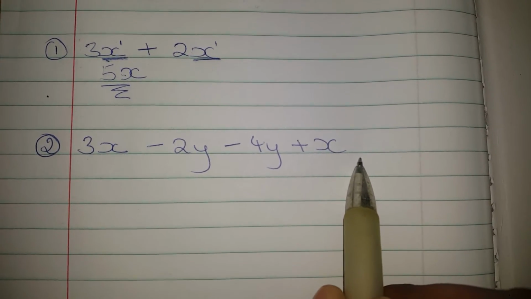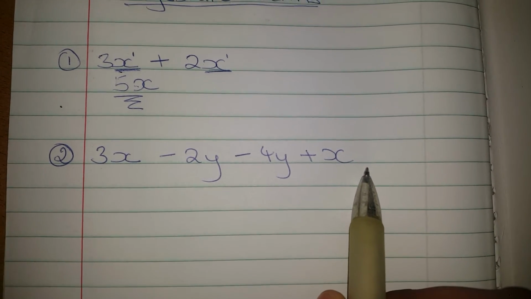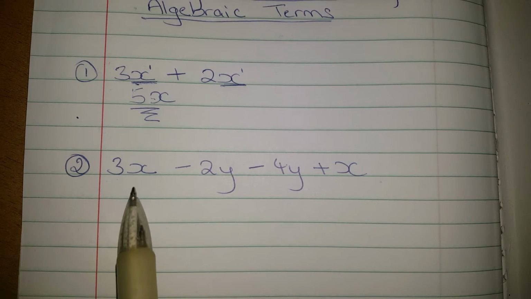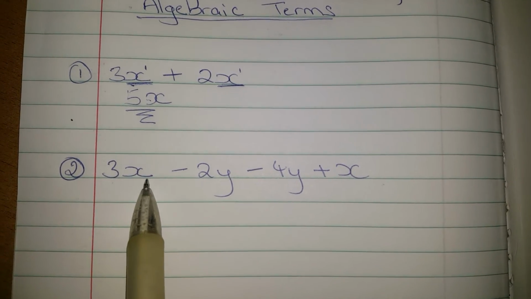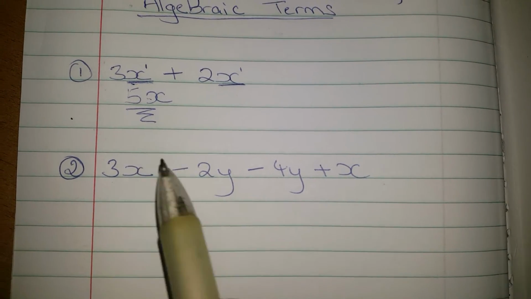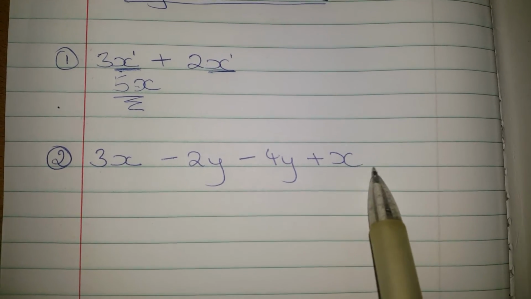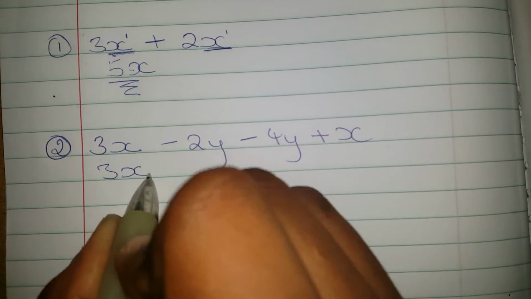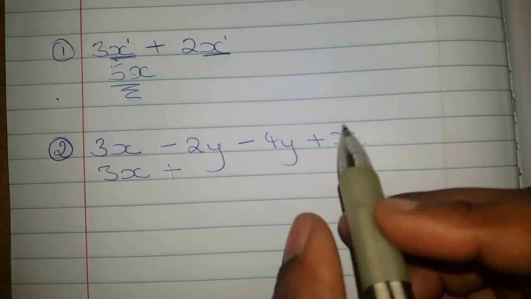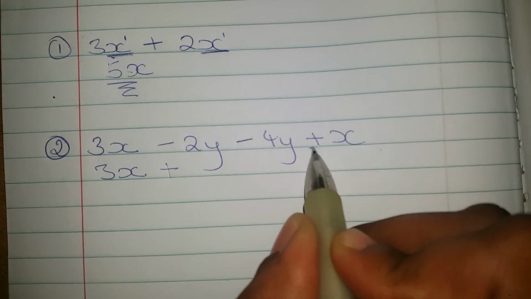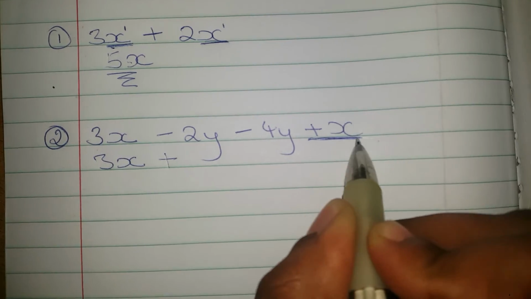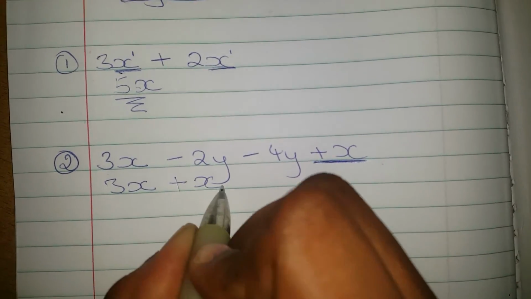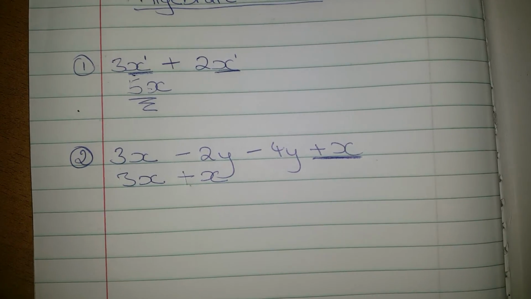Do you think they're like terms? Let me know in the comments below. So yes, they are like terms. The x is standing by itself here, no additional powers or anything. Same thing for this one. Therefore, we can join them together. So we use the sign directly attached to this variable right here. So positive x, put back our positive x.